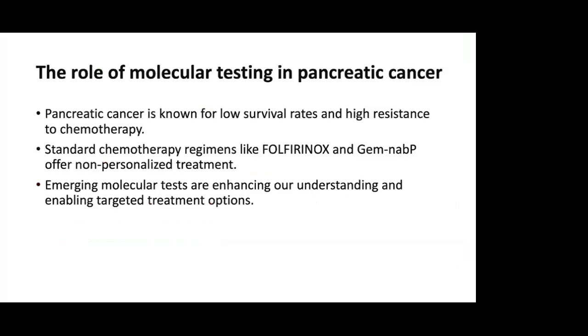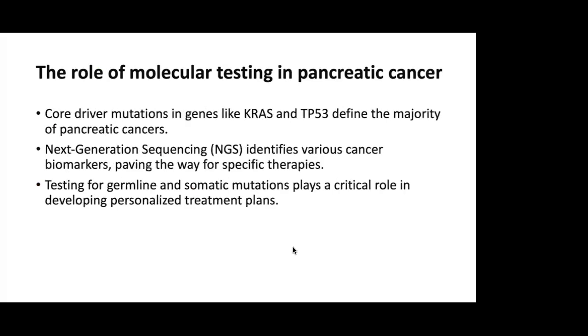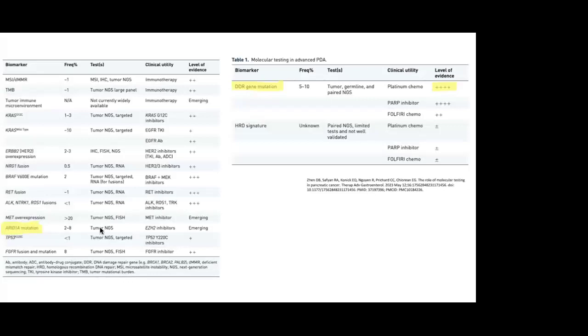because pancreatic cancer has low survival rates and high resistance to chemotherapy, we have just standard regimens like FOLFIRINOX and gemcitabine. And now we have emerging molecular tests and targeted treatment options. Mutations in genes like KRAS and TP53 have long been markers of the severity of pancreatic cancer. These mutations not only define the aggressiveness of the disease, but also open new avenues for targeted therapeutic options. And let's look at them.